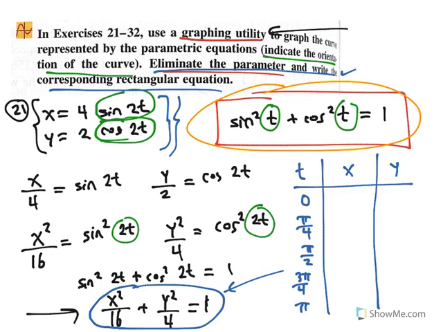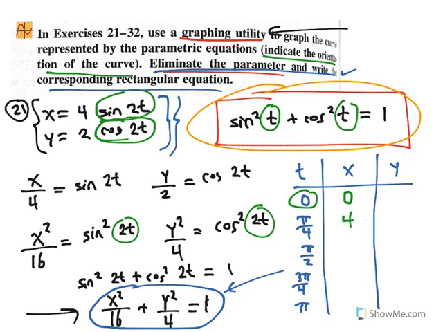So when you look at the parametric equation for x, it is 4 times sine of 2t. So if t is equal to 0, then you'll have 2 times 0. So you have sine of 0, which is 0, and 4 times 0 is 0. If t is pi over 4, you have 2 times pi over 4, which is pi over 2. Sine of pi over 2 is 1. 4 times 1 is 4.